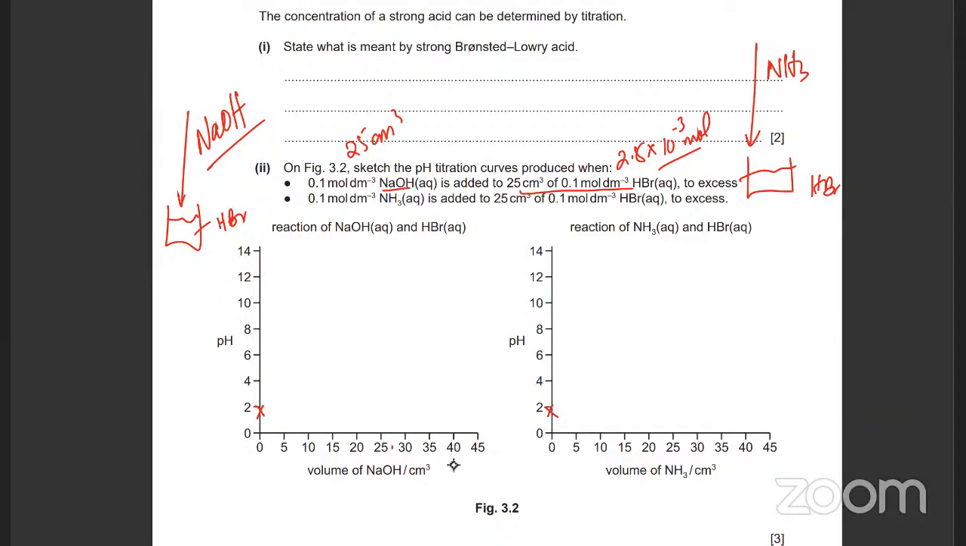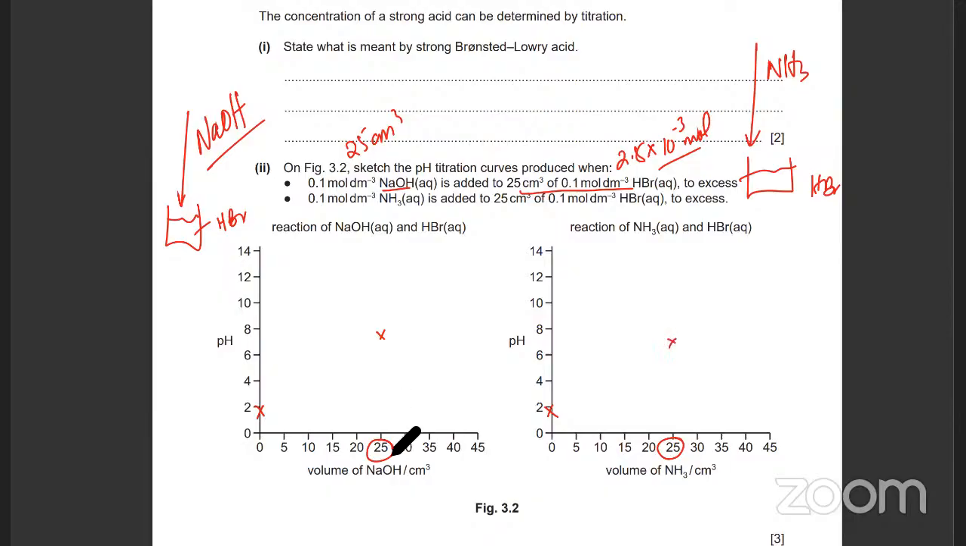So at 25, in both cases, it's 1:1. I mean, you can construct the equation, but in both cases, NH3 and HBr, that's 1:1. NaOH with HBr, that's also 1:1. So in both cases, you've got 1:1. So the neutralization will happen at 25. At 25, the pH will be around 7, right? Yes.